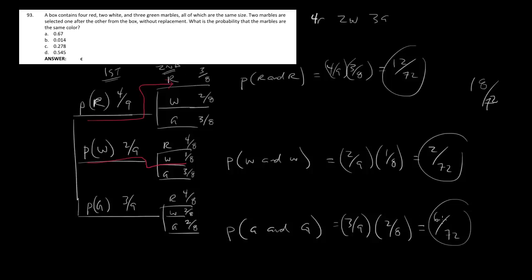So let's have a look and check and see with my math if it worked out. First of all, okay, yeah, I did something wrong. 12 plus 2 is 14, plus 6 is not 18, it's 20. So it's 20 divided by 72. That's 0.278. And 0.278 is C. So that's my answer there, 0.278. That's because it's 20 divided by 72, which is this plus this plus this, the total probability of getting the same color. Red and red, white and white, green and green.